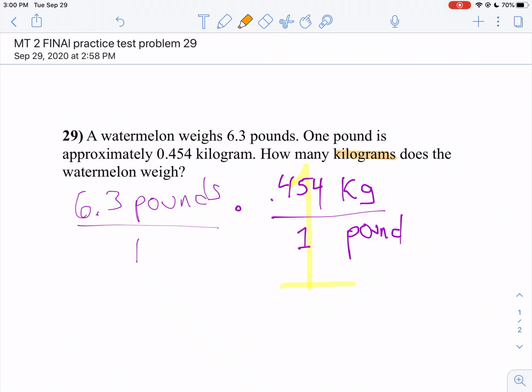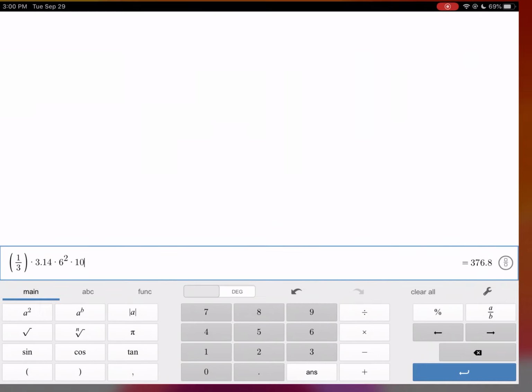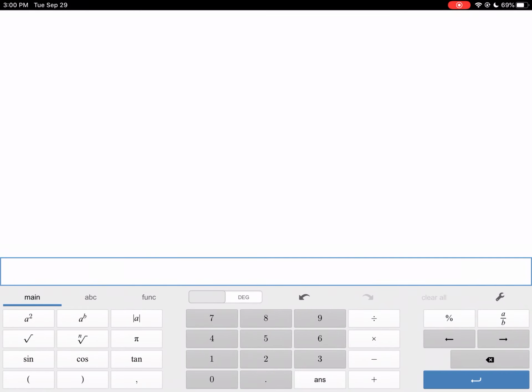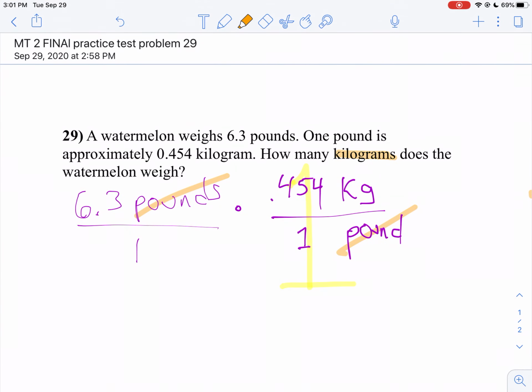Now the fun part comes in because the pounds go boom, boom. They reduce each other out. Now we just multiply across. At this point, let's use our calculator. Take 6.3 times 0.454. And we get 2.8602.